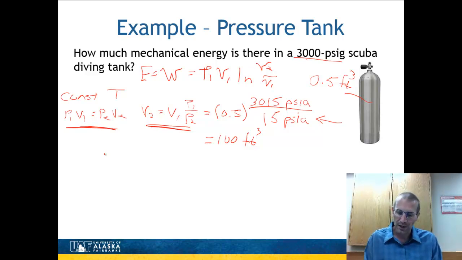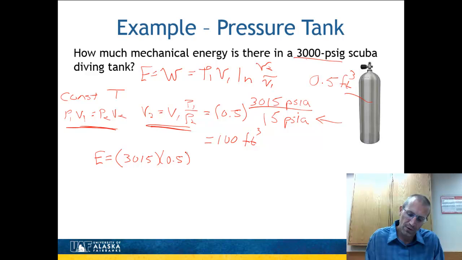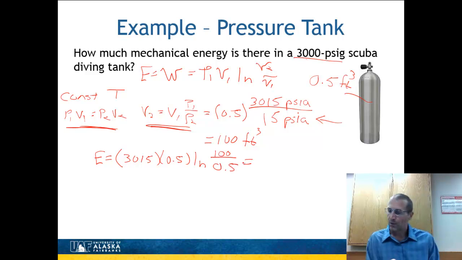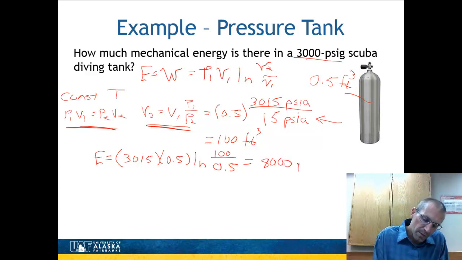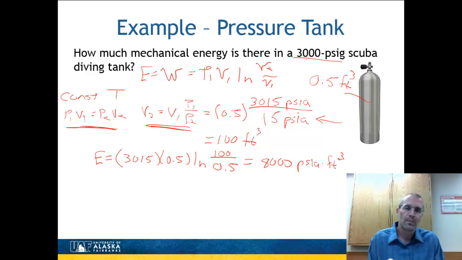So now let's plug it in to find out the amount of energy stored in there. It is the initial pressure, which was 3015 psia, times the initial volume, 0.5 cubic feet, times the natural log of the second volume, 100, over the initial volume of 0.5. That is equal to about 8,000, and my units would be psia cubic feet. So that is a unit of energy, a unit of work.